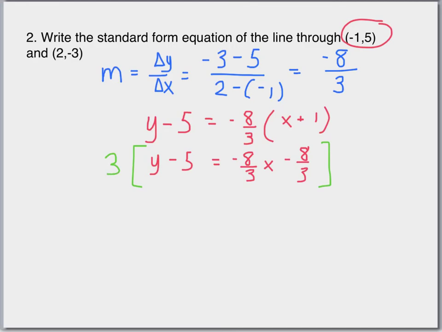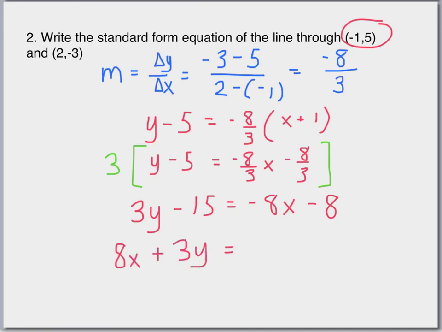So not quite my final answer yet, so I'll have 3y minus 15. When I multiply 3 by these other two items on the right side, the 3's will cancel out. So I'll have negative 8x minus 8. My final answer, then I'm just going to rearrange some stuff, so I'll have 8x plus 3y. Then I'll just add 15 to each side and get 7. So there's my standard form equation.